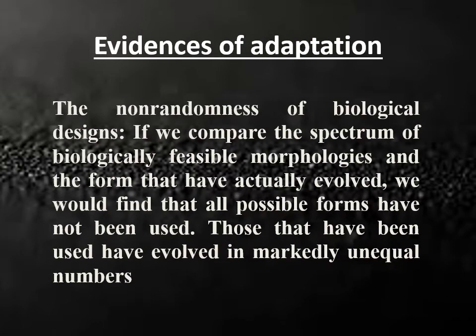Now, what are the evidences of adaptation? The non-randomness of biological design. If we compare the spectrum of biological morphology, that means if we compare the morphospace, we find different types of organisms are there, but considering the entire morphospace, if we plot all the organisms in that three-dimensional morphospace, we find that only a smaller portion of the morphospace is actually occupied by the organisms. That means all the fossils and present organisms, if we plot them in the morphospace.